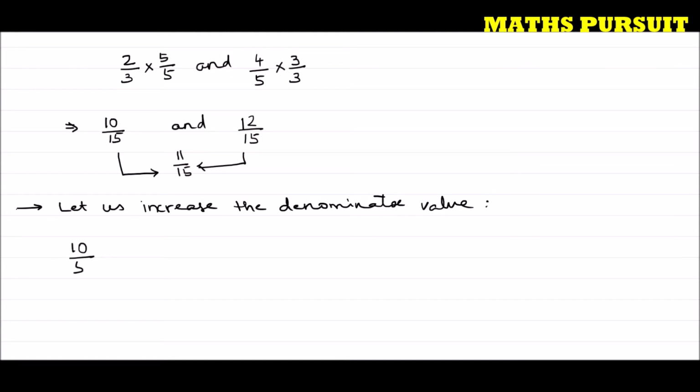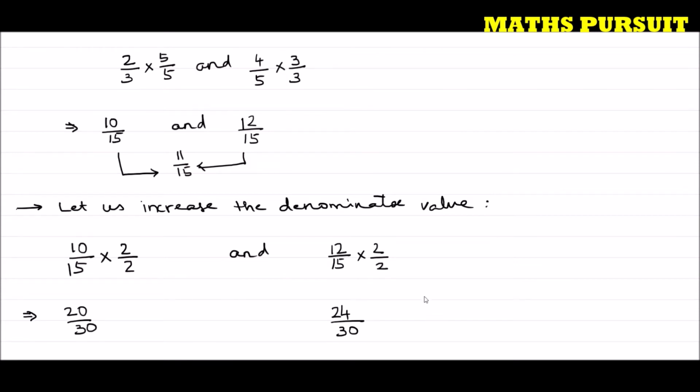Now let us increase it by multiples of 2. So let us multiply 2 in the numerator as well as 2 in the denominator. Similarly, we are going to do the same thing with the other number, 12 upon 15, into 2 upon 2. We will get 20 upon 30 and here 24 upon 30. This is what we got.